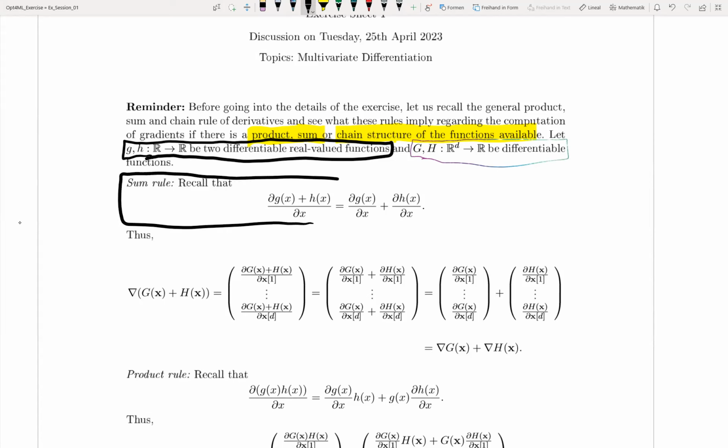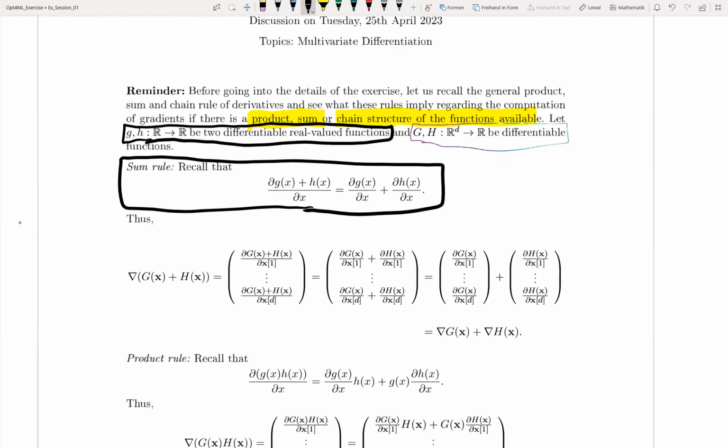What is the sum rule telling you in the univariate case? Well, if you want to compute the derivative of the sum of these two functions, g and h, with respect to x, then it's nothing else than the sum of the derivatives respectively. Okay, sounds familiar.